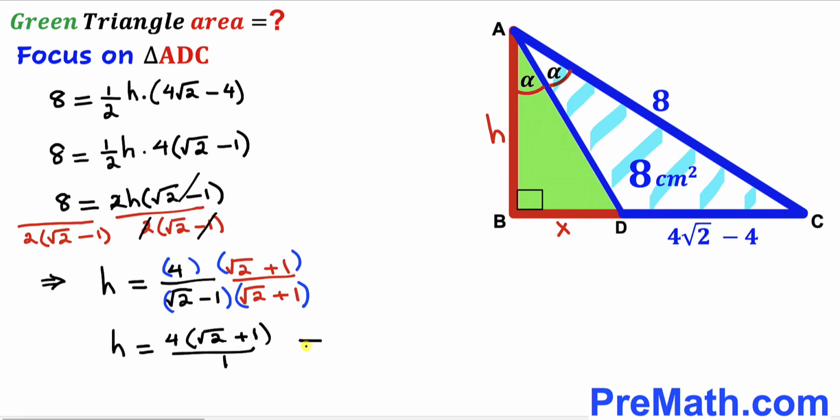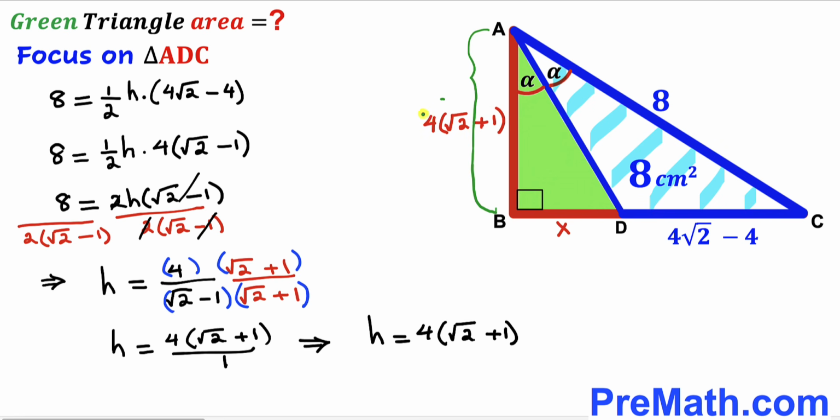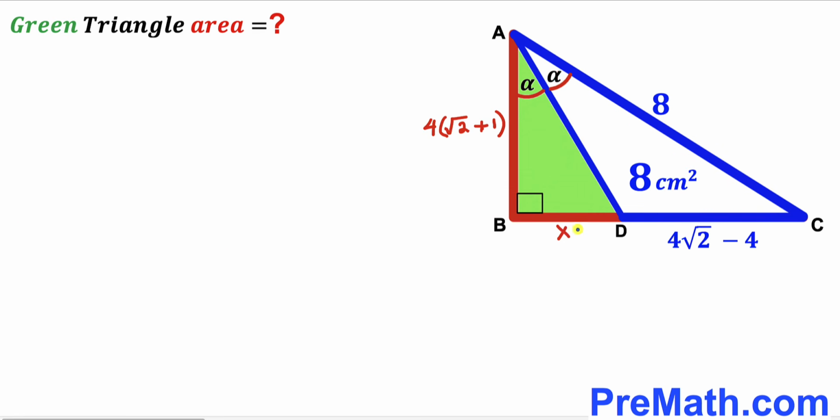and that is the same as just writing height h equals 4 times square root of 2 plus 1. So thus our height h turns out to be 4 times square root of 2 plus 1. So thus our height AB turns out to be 4 times square root of 2 plus 1. And now we are going to find the value of x as well.